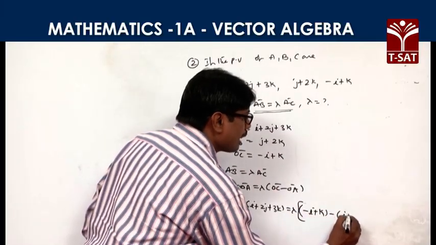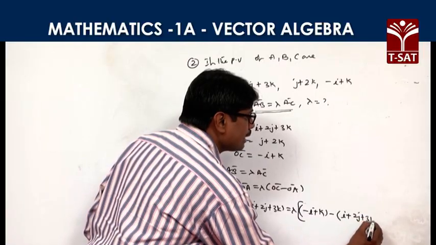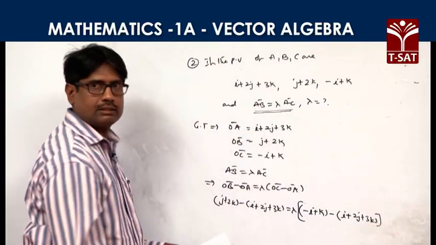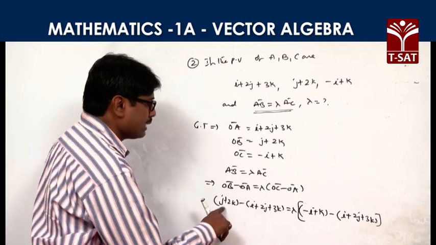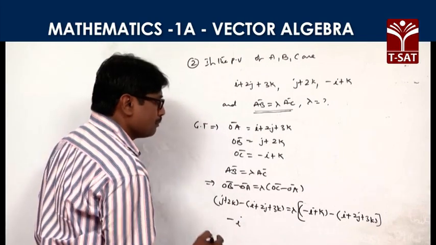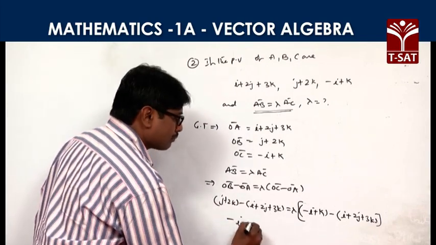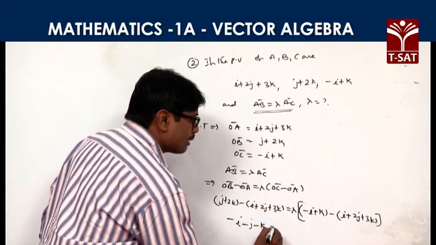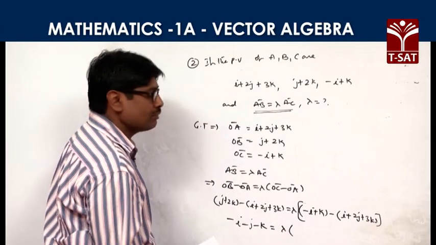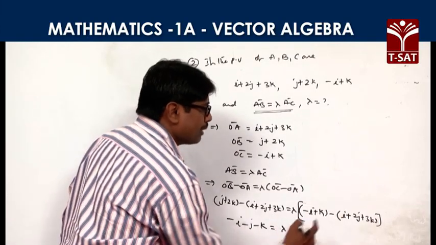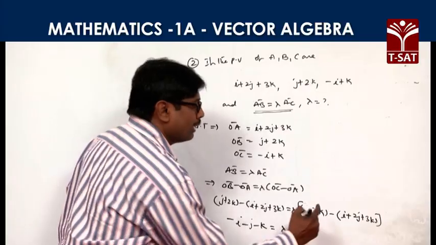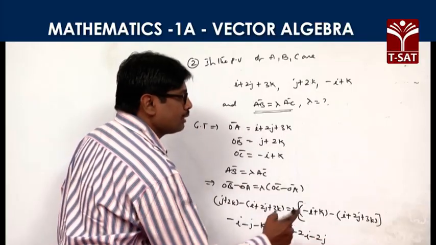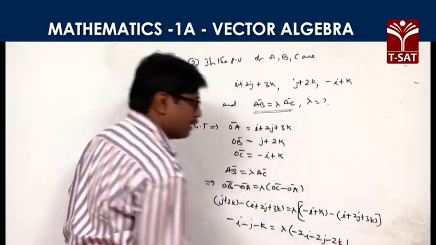OA bar will be I bar plus 2J bar plus 3K bar. Apply the vector addition and subtraction. So, J bar minus 2J bar is minus J bar, 2K bar subtracted by 3K bar is minus K bar, is equal to lambda times minus I bar minus I bar, that is minus 2I bar, and it will be minus 2J bar, K bar minus 2 times K bar.